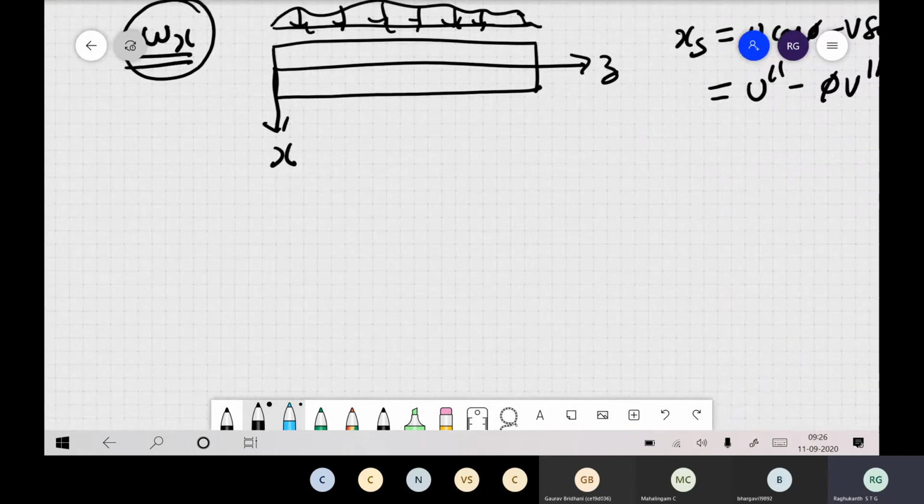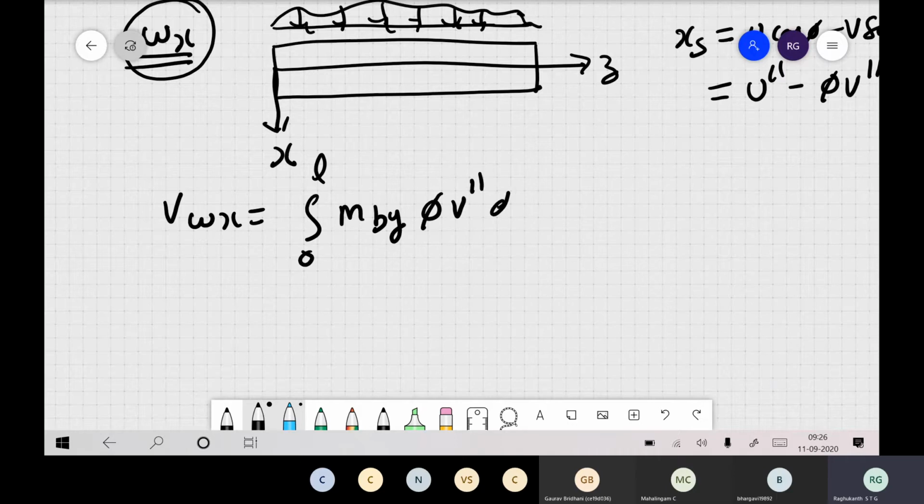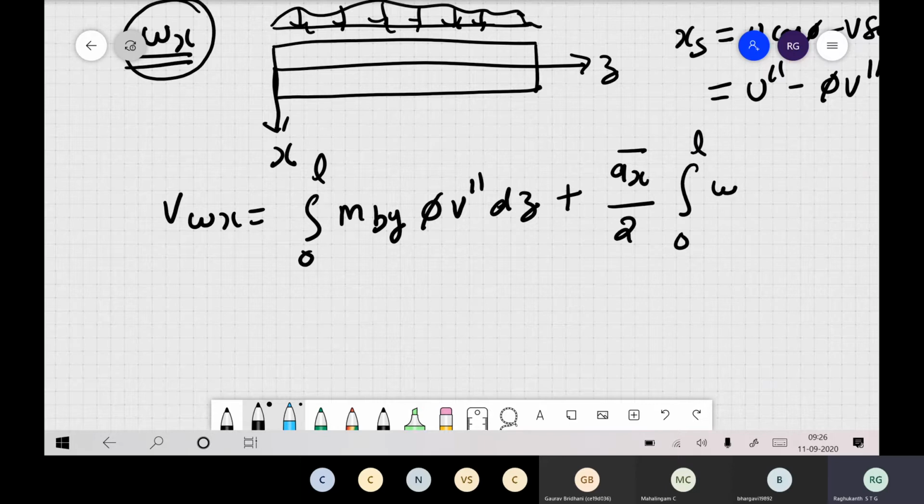So you can write Vwx, 0 to L, Mby phi v double dash dz. You derive it yourself. Everything remains the same. So 0 to L Wx phi square dz. Just to make things more complicated, that's all.